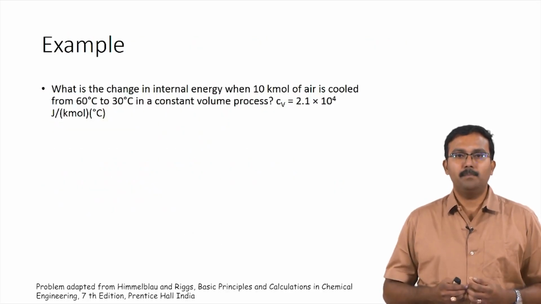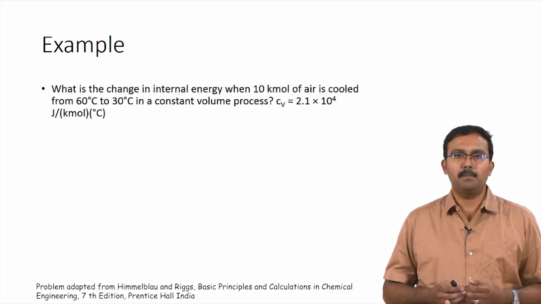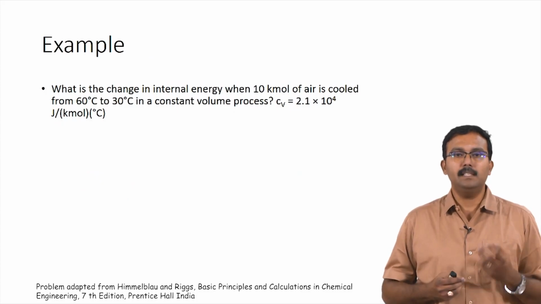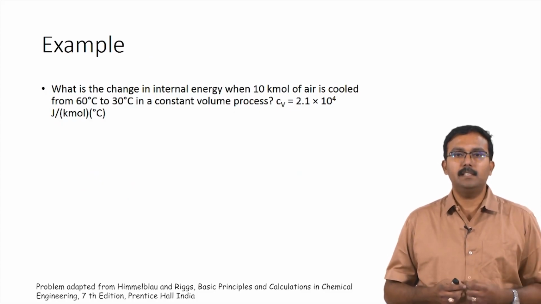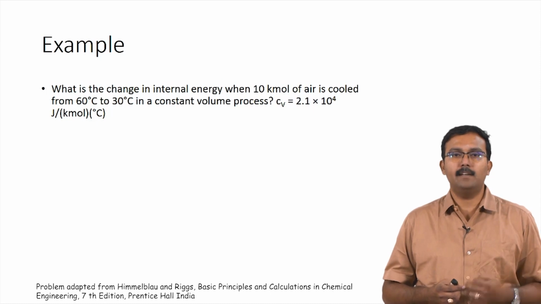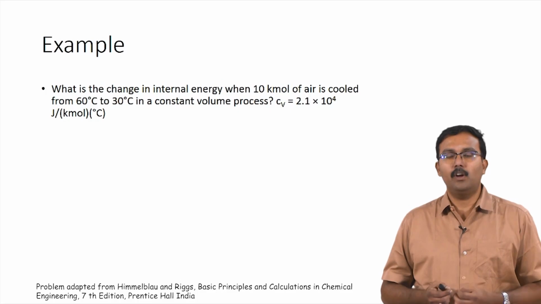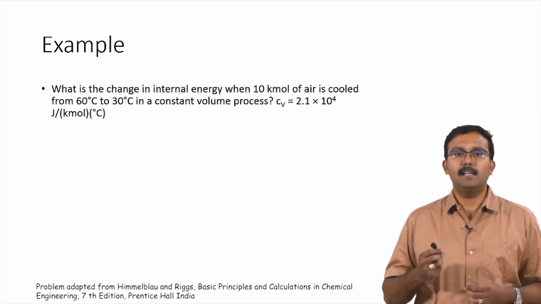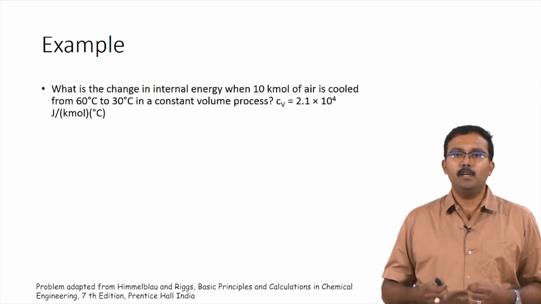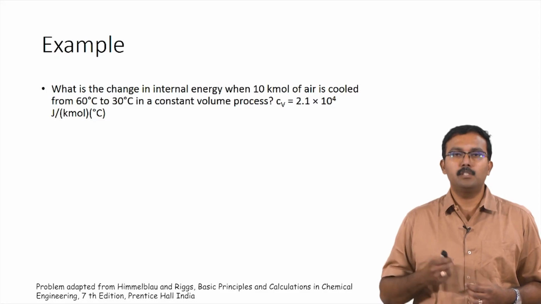Let us look at an example problem. It is a simple example problem to calculate change in internal energy. What is the change in internal energy when 10 kilomoles of air is cooled from 60 degrees Celsius in a constant volume process? You have been given that Cv for air is 2.1 times 10 power 4 joules per kilomole degree Celsius.